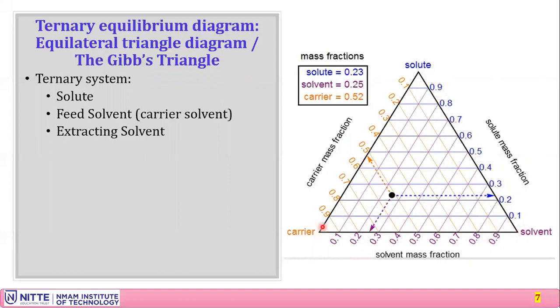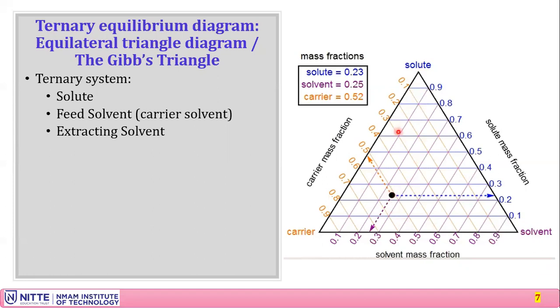Now if you get inside the triangle, for example this point, it is a ternary system. That means three components exist over here. So if I take this particular point here, some quantity of solute is there, some quantity of feed solvent is there, and some quantity of extracting solvent is there. If you take this point, how do we read it?